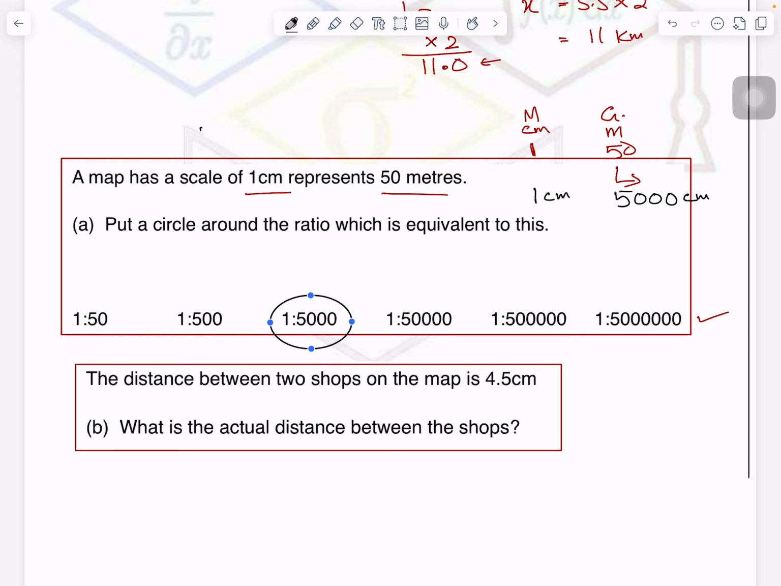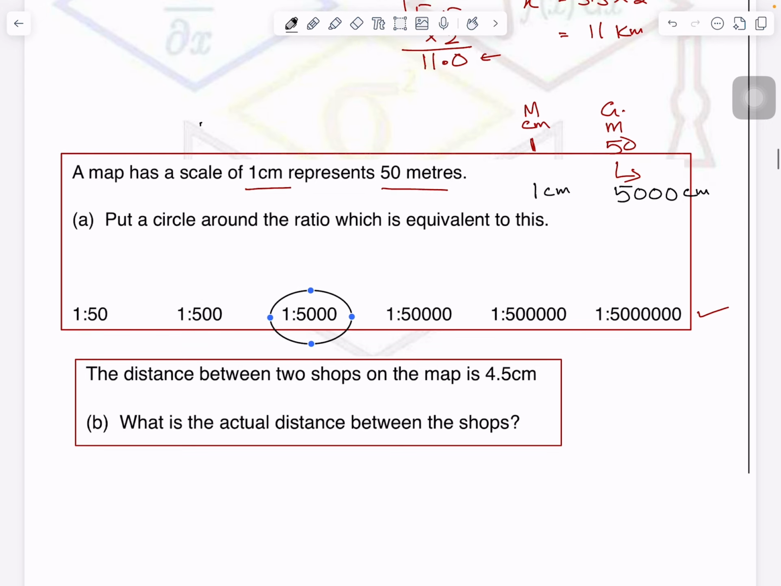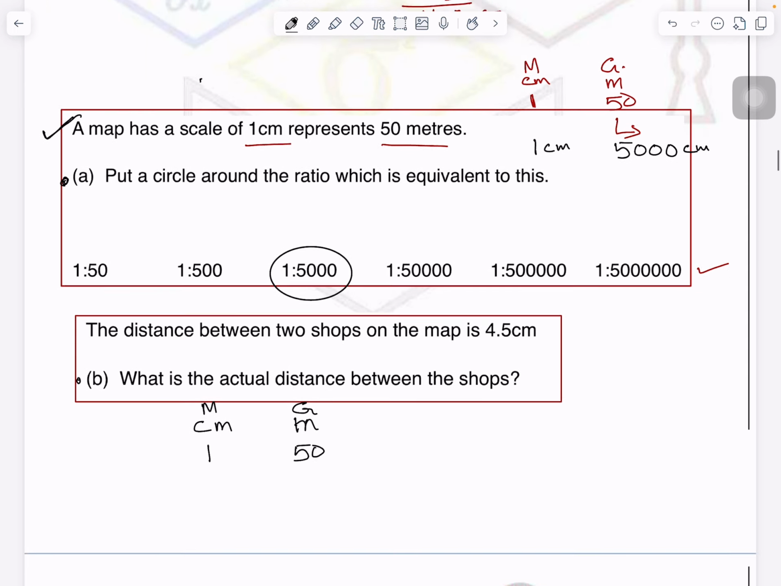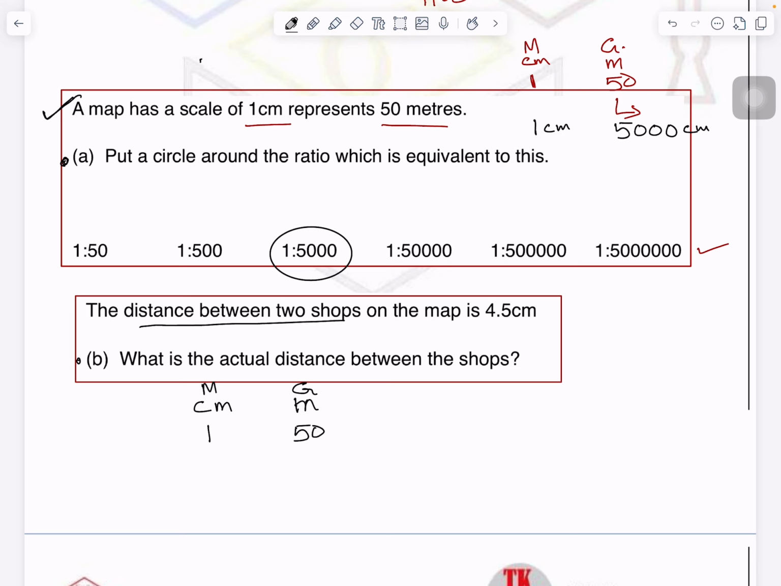Now let's do part B. The scale is the same, right? Same scale, because this is part 1 of the question and this is part B of the question. So my scale will remain the same, centimeter and meter. This is map and this is ground. So 1 centimeter is representing 50 meter. But what is written here? The distance between 2 shops on the map is 4.5. So I will write 4.5 here because this is the map side. And what is the actual distance? So I will write it here.